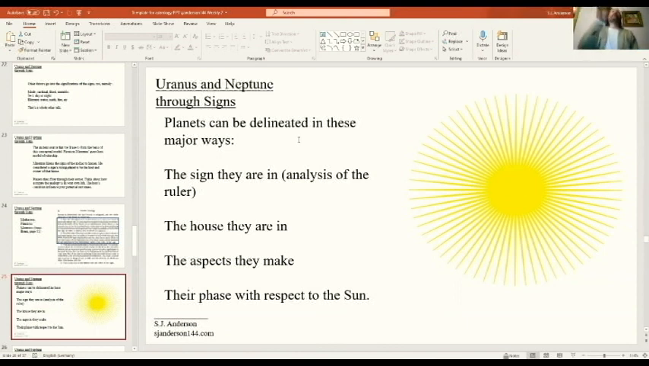This talk focuses on the sign they're in as an introduction. But just know those other 3 points to me are maybe more important. And if I was giving a talk on how to delineate Uranus and Neptune, I would delve in. It would probably be 4 or 5 hours, multiple lectures, and it would delve into these remaining topics: the house they're in, the aspects they make, and then their phase with respect to the sun. So those would be for other talks, not the subject of this talk. All right, let's keep going.